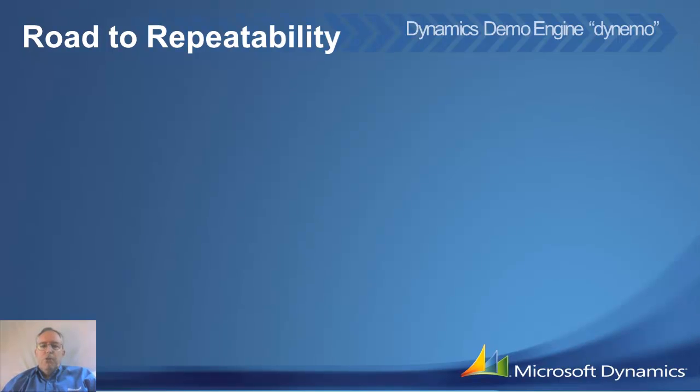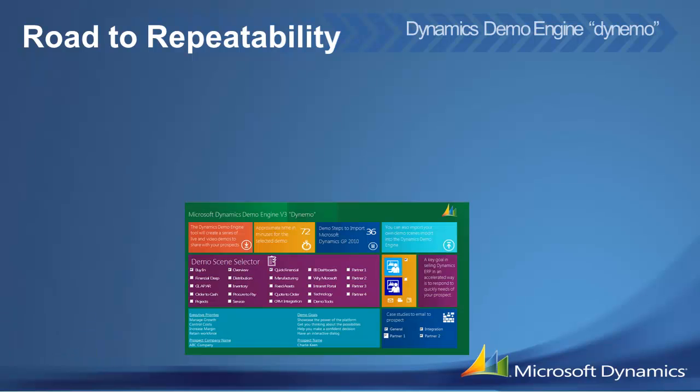A key investment in the road to repeatability this year is around tools. I want to introduce you to the Dynamics Demo Engine, nicknamed Dynamo. The goal of this is to offer an easy-to-use tool for sales and pre-sales to dynamically render content relevant to a prospect. What it is, is a configurator that will go through a series of steps to configure a live demo image, as well as mirror that with recorded content. So it's kind of a play on words here, a dynamic demo engine.